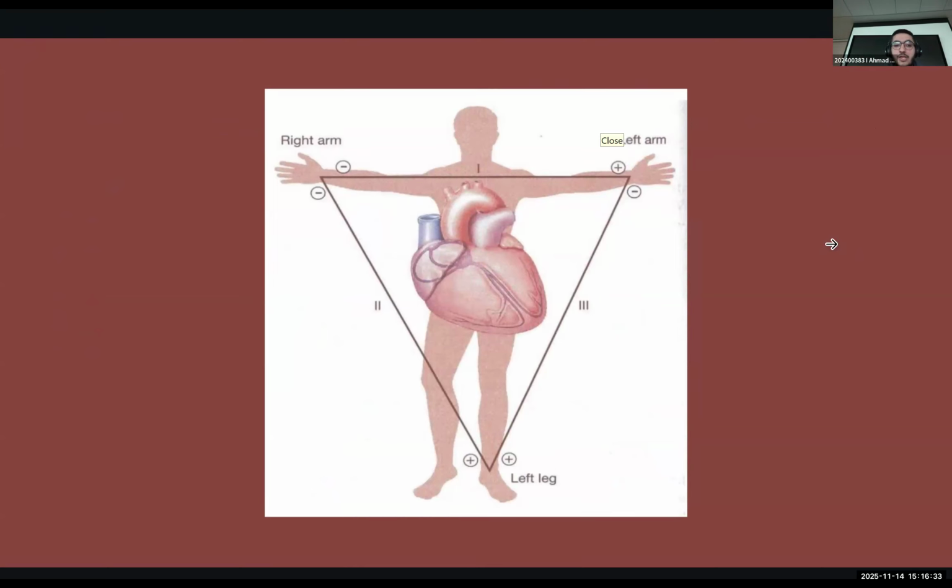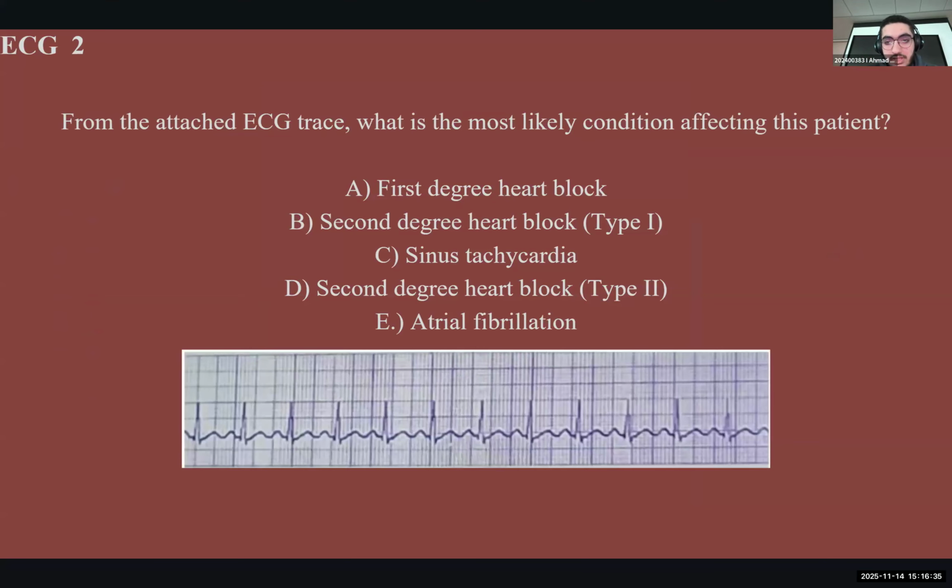Okay, Bismillah. So for the attached ECG trace, what is the most likely condition affecting this patient?